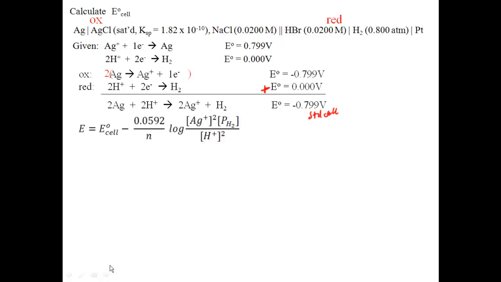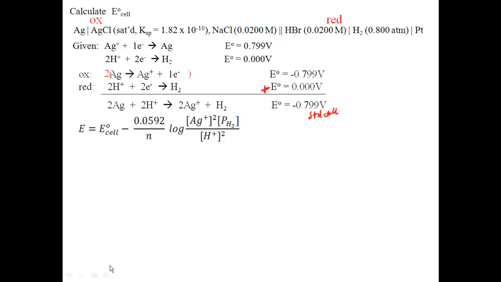It's going to equal E of your cell minus 0.0592 divided by n times the log of your concentration of your silver ion squared times your partial pressure of hydrogen divided by your concentration of H plus squared. And then you have your 2 silvers, which is a solid, so that's an activity of 1. So that's not part of the expression.